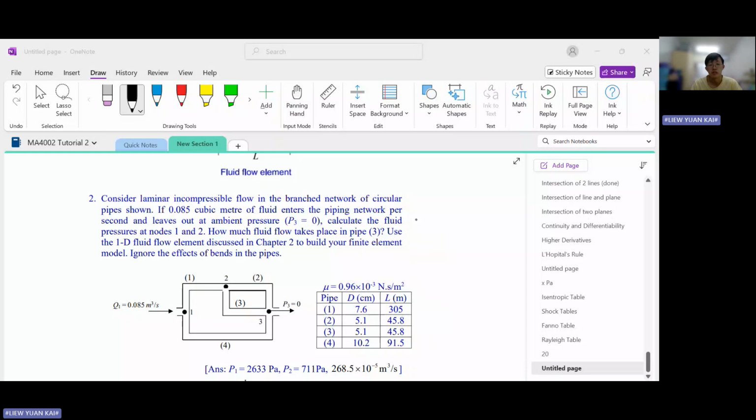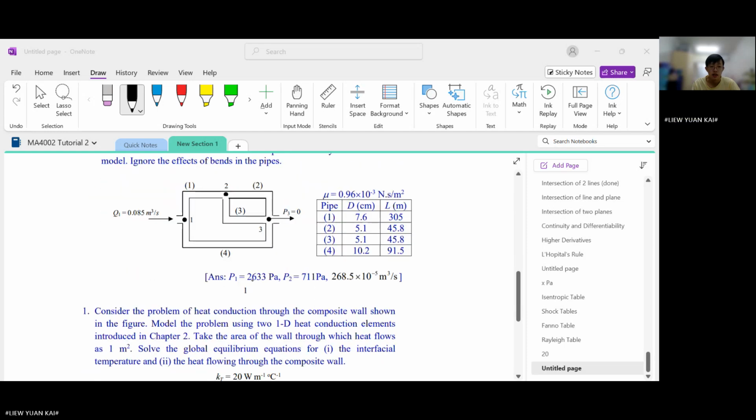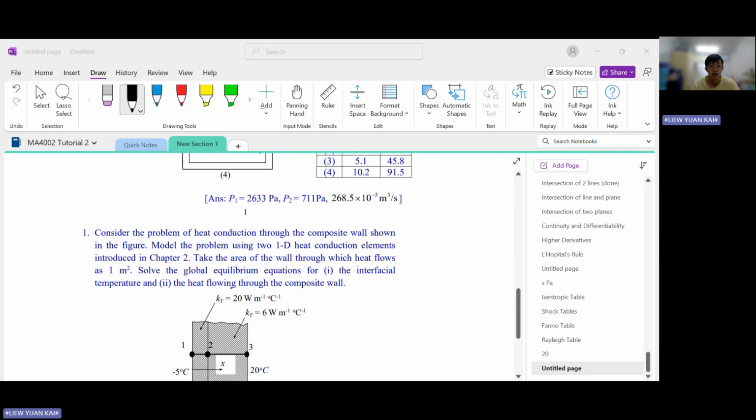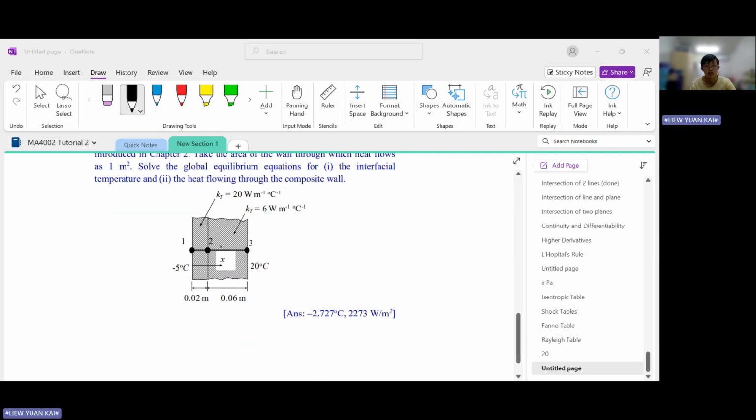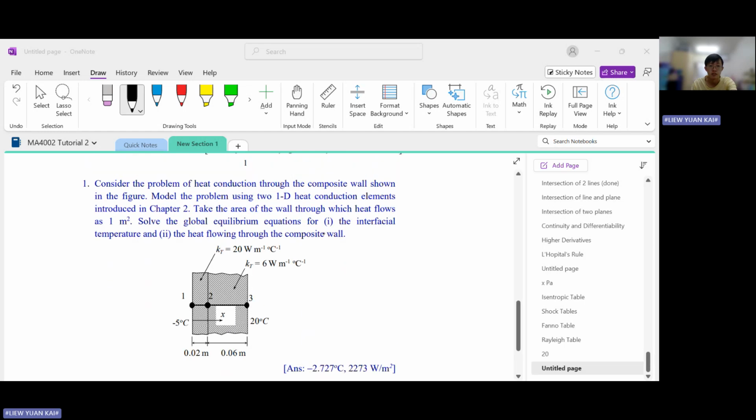In this tutorial, we will look at FEM methods applied for several other types of cases. In the previous tutorial, we looked at how FEM methods are used for spring elements. But spring elements aren't the only type of problems where FEM can be applied. For example, here in question 2, you can see that it is applied in a fluid flow problem. And in question 3, we have question 1 here, which is a heat conduction problem. And there are many other types of problems. So we will see how FEM is applied for other types of problems as well.